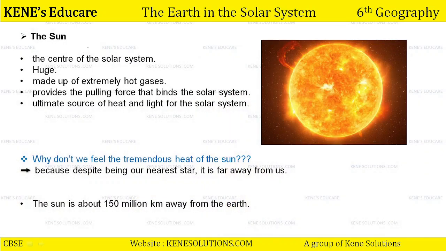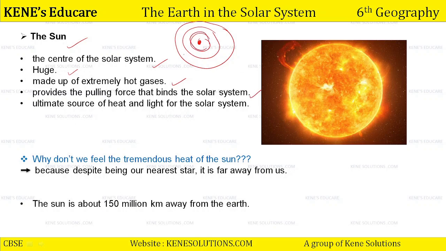Now talking about the sun, which is the head of all the planets, this is the center of our solar system. We have our solar system, which has planets, asteroids and other celestial bodies, and the sun is at the center, because it is present in the center and all the planets revolve around it. That is why it is known as the center of the solar system. It is very huge in size, as all stars are. It is made up of extremely hot gases and provides the pulling force that binds the solar system.